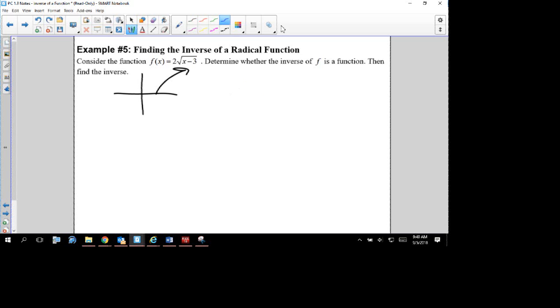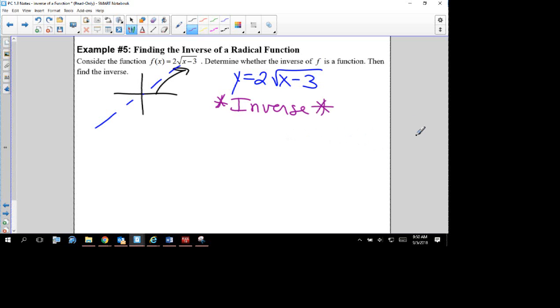All right, guys. So when I reflect this in the y equals x line, will it still be a function? Okay, well, let's do it. Let's find the inverse. So if it's f of x, I'm just going to make that y equals so I can see x and y. And then I'm going to do the inverse. There's the big inverse step. Here it is. What am I going to do? Nick, what am I going to do?